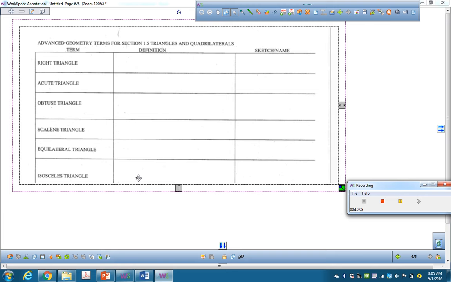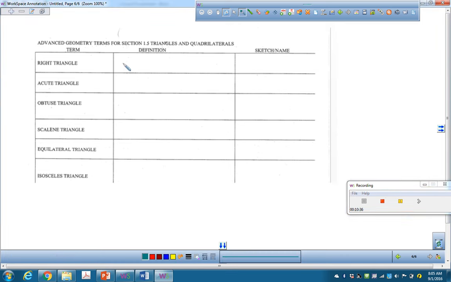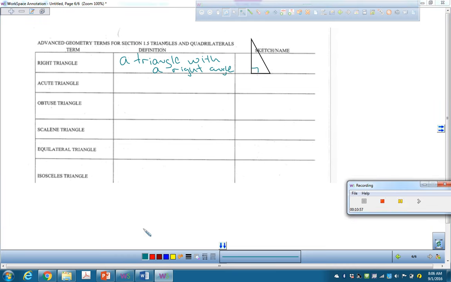Who's going to give me a good definition of a right triangle? Go ahead, Kira. A triangle with 90 degrees. Yeah, that's okay. A right triangle is just a triangle with a 90-degree angle. That's pretty much it. A triangle with a right angle. And when you make a sketch, there's a right triangle.